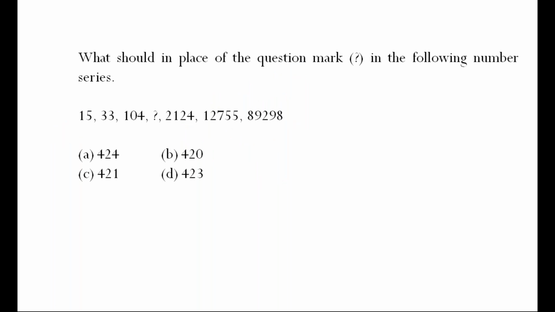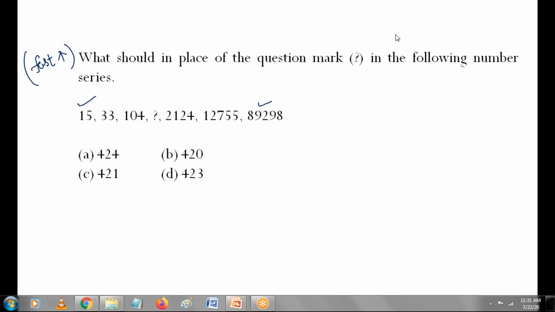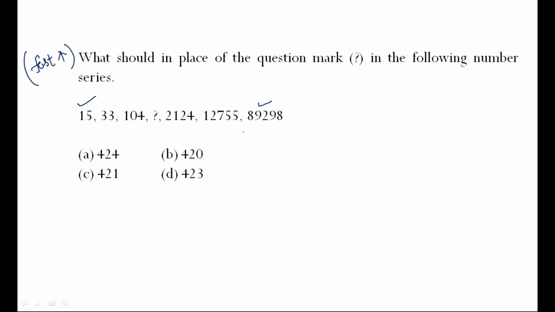Very good. Now, this is starting with 15, ending with 89,298. Fast increase. This is the example for fast increase, my dear friends. If it is fast increasing, then what we have to do? We have to connect with multiplication. So internally there is multiplication, as I mentioned. Now guys, let's see this. Fast increase, internally there is a multiplication. Fine. There is some extra factor also.